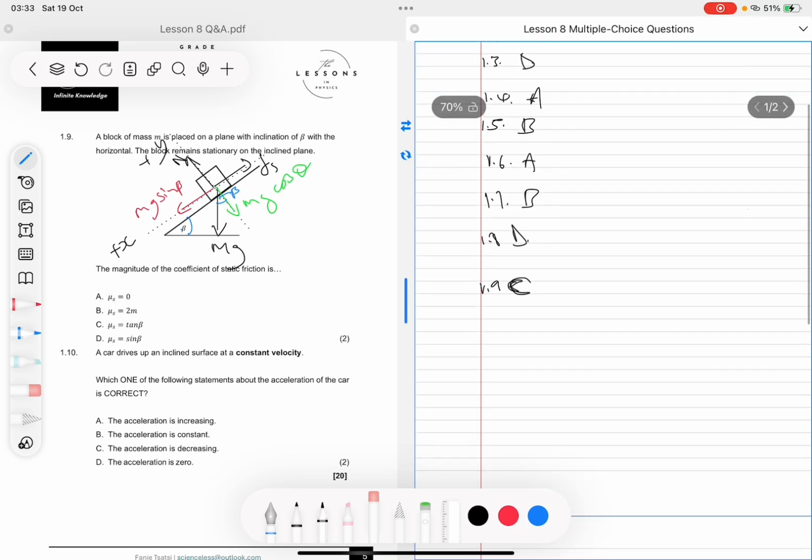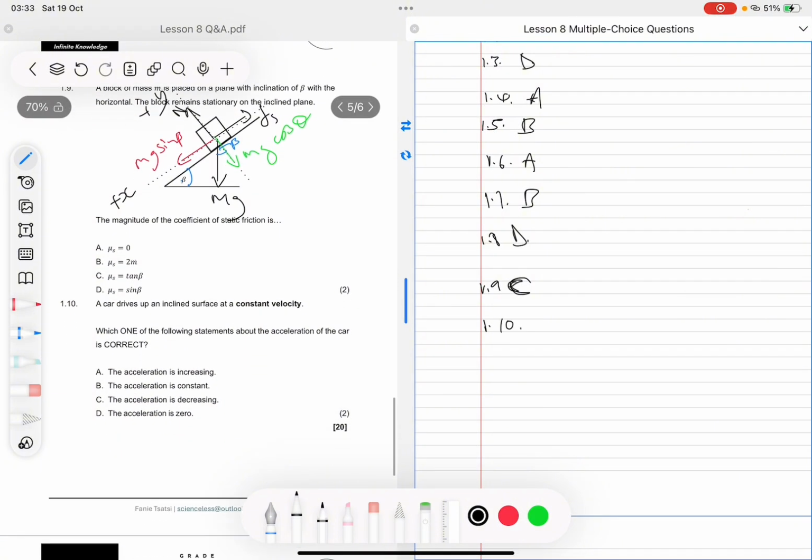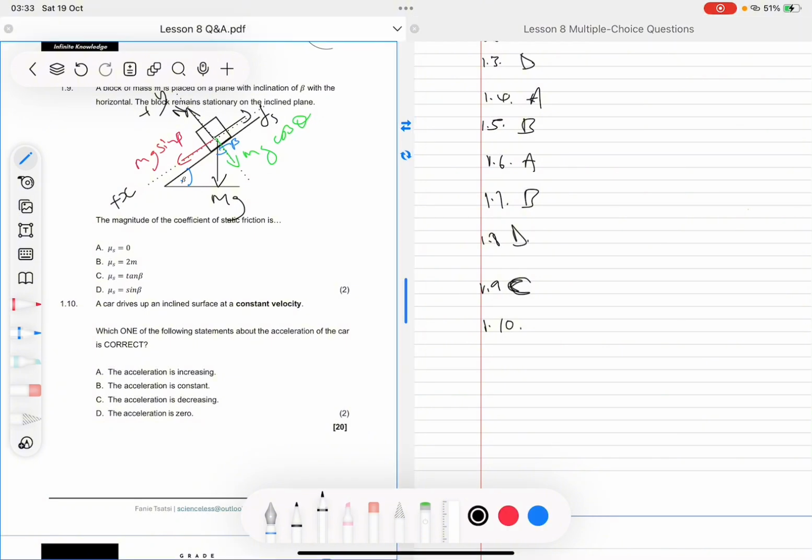I hope, guys, this makes sense to you and you are following. We also have the last question here, 1.10. They say a car moves up an inclined surface at a constant velocity, right? Now, what do we know about constant velocity? We know that when we have a constant velocity, we talked about this when we did Newton's second law, that the acceleration is going to be 0 meters per second squared. We know that the net force is going to be 0 newtons as well, right?